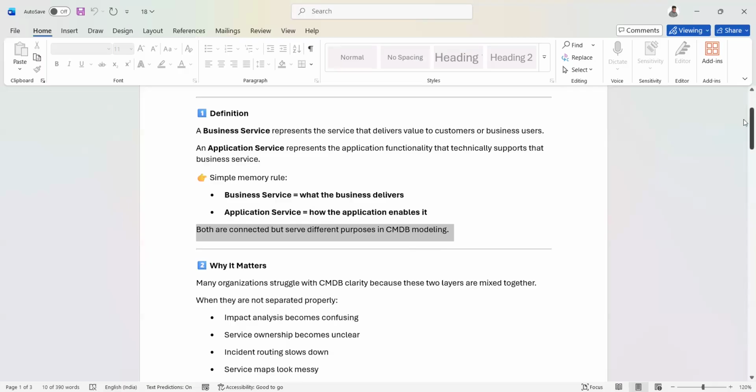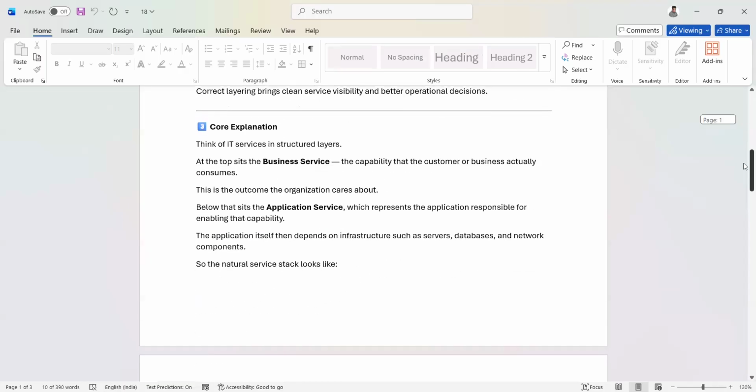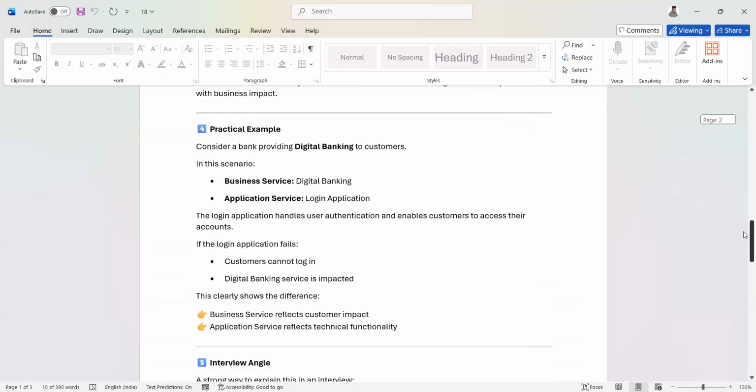Now let's go deeper and let me explain one simple example. Consider a bank providing digital banking to customers, the same example we used in the last video. Digital banking is a business service, whereas the application service is the login application. The login application handles user authentication and enables customers to access their accounts. It is because of this application only that we are able to use this business service.